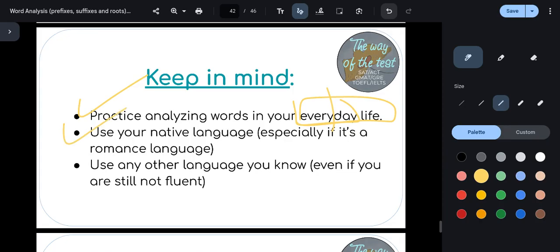Second, if you are not a native English speaker, then use your native language, especially if it's a Romance language, like every European language. Romance languages are languages that come from Latin, but any European language may have a Latin influence, so you can use that. And use any other language, even if you're still not fluent. Some people will say, I took a year of Portuguese, but I'm not really fluent in Portuguese. Doesn't really matter. If it sounds like something in Portuguese, Italian, or French, use it. It's probably the same.